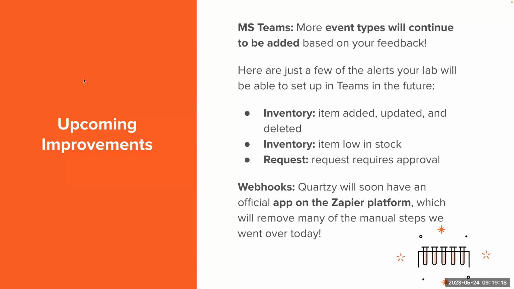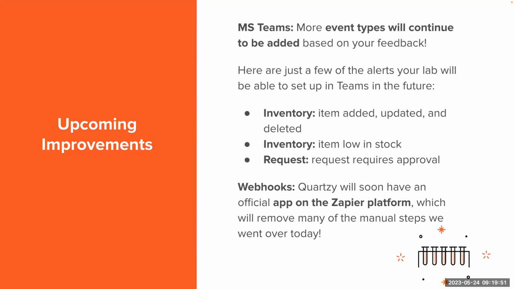So there's a couple of planned improvements here. So for Teams, there's going to be many more event types added. So just a couple of examples here. There will be some inventory specific events. So you'll be able to receive alerts when an item's added, updated, and deleted, as well as when an item's running low in stock. And then for requests, this is something that we've definitely been requested. So when a request requires approval, you'll be able to receive a notification for that as well.